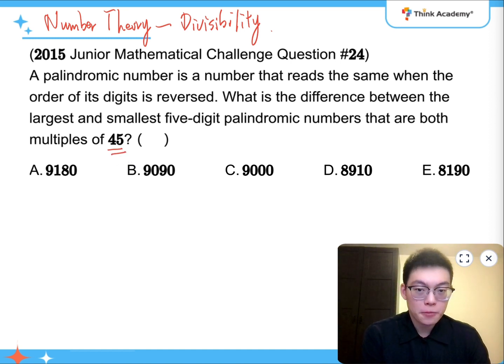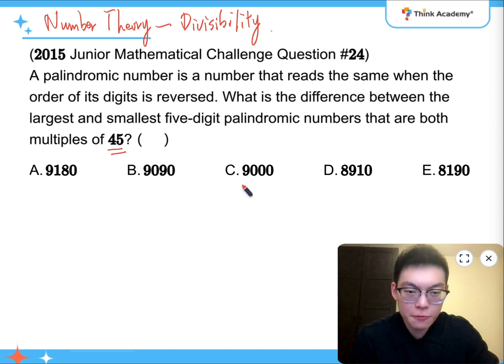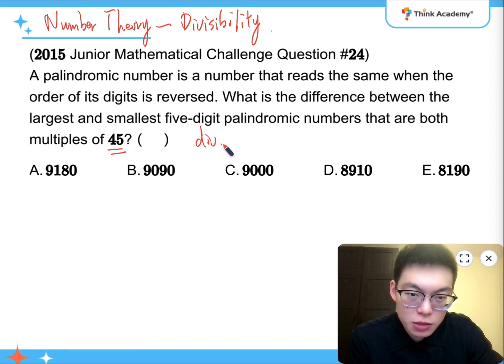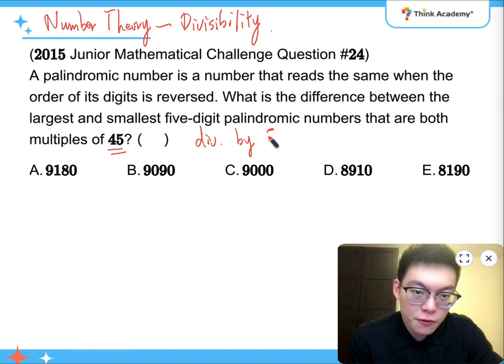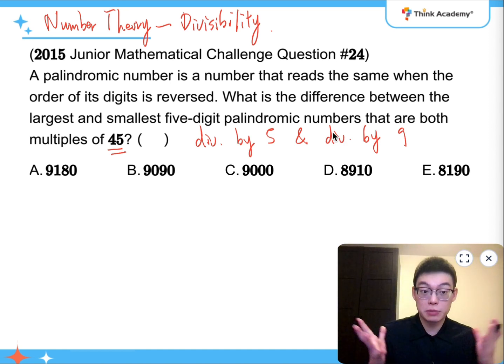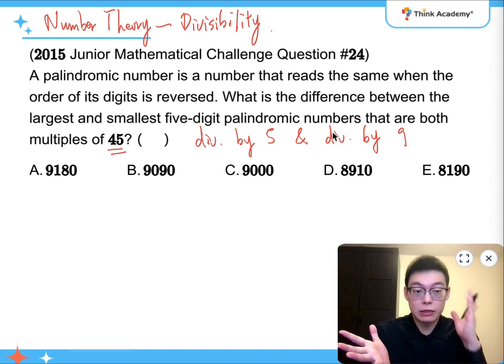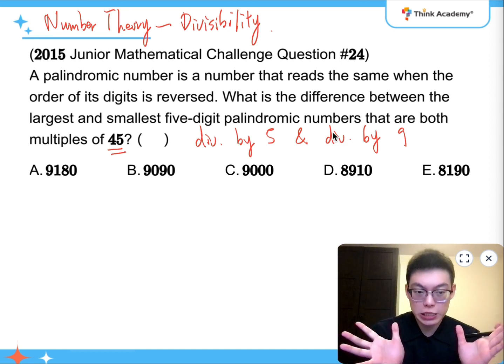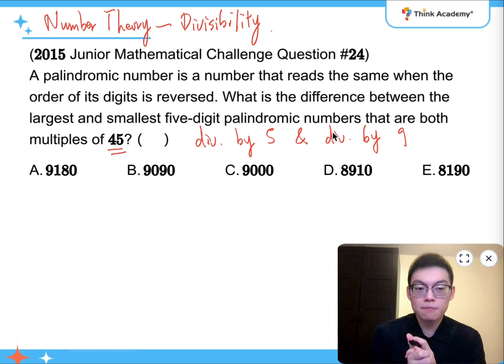First of all, we need to know that whatever number divisible by 45 has to be divisible by 5 and divisible by 9, because 45 is 5 times 9, and 5 and 9 don't have any common factors. Or in other words, they're co-prime, okay?